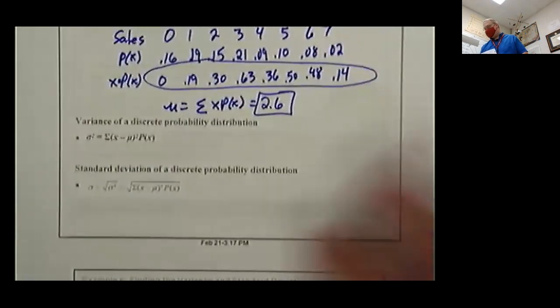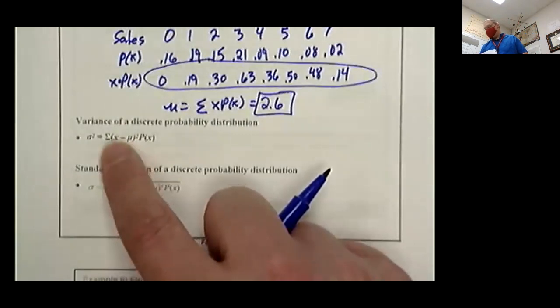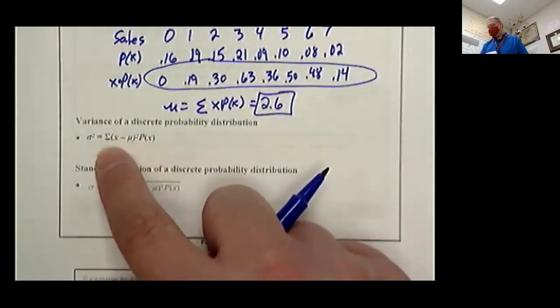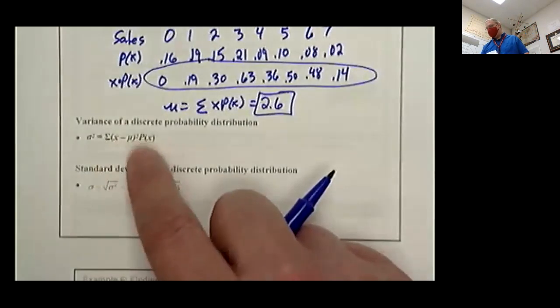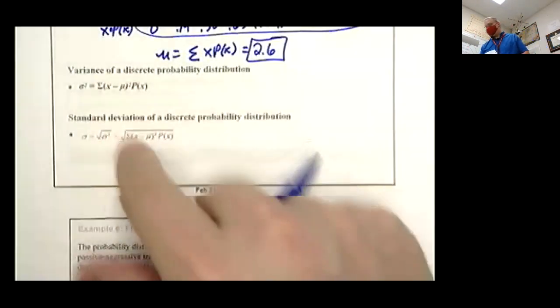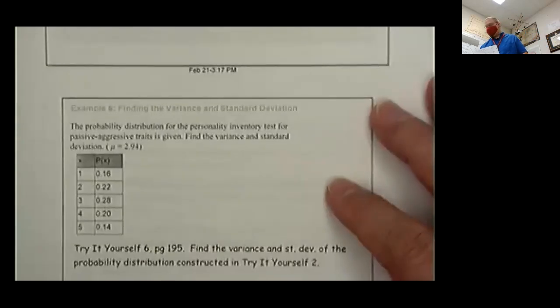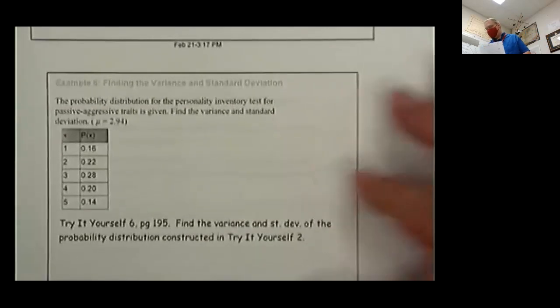Our variance then is going to be the sum of the deviations, the x minus mu squared, times their p of x. We're going to add all those together. We'll do one example of those. And then the standard deviation would be the square root of the variance. So here's our example for finding the variance and standard deviation.